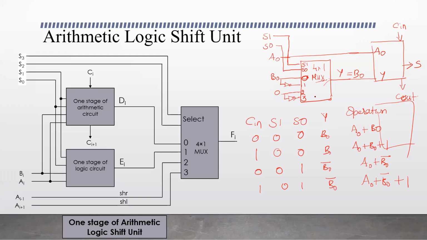This way for all the selection inputs, the other two possibilities 1 0 and 1 1, with carry input 0 or 1, the corresponding arithmetic operation gets selected, and this multiplexer selects one of the operations. So let's write the function table for this ALU.